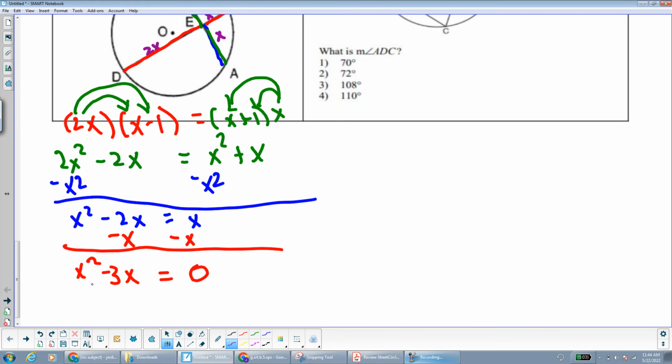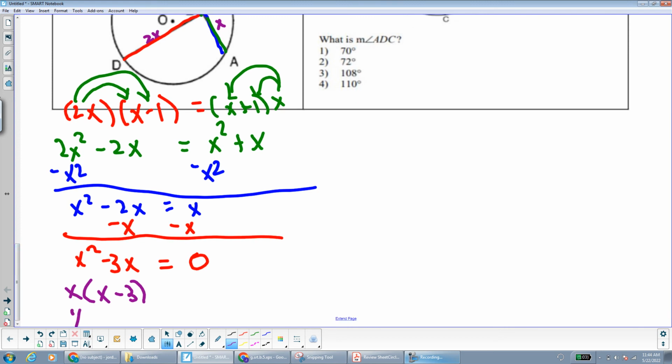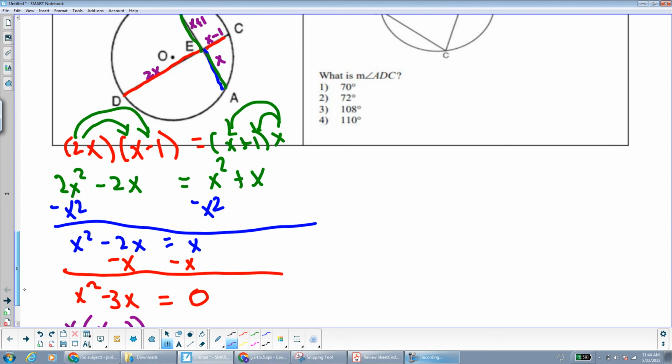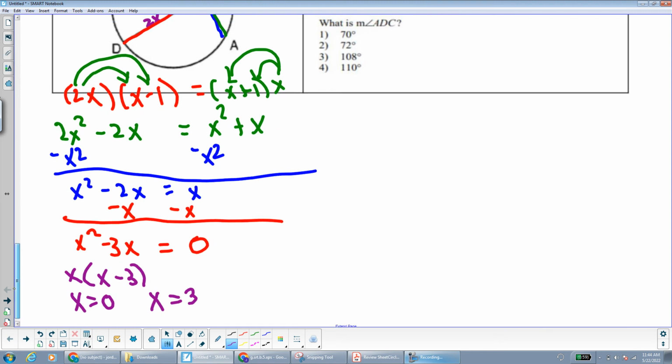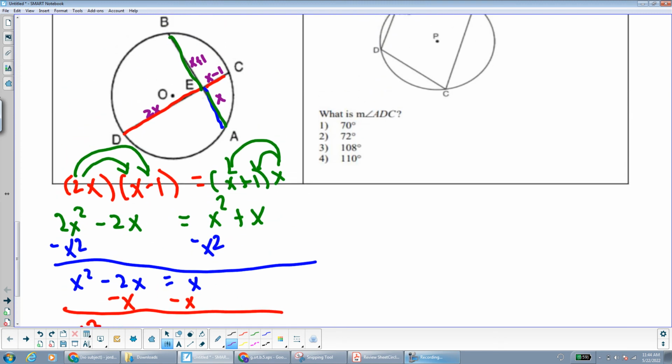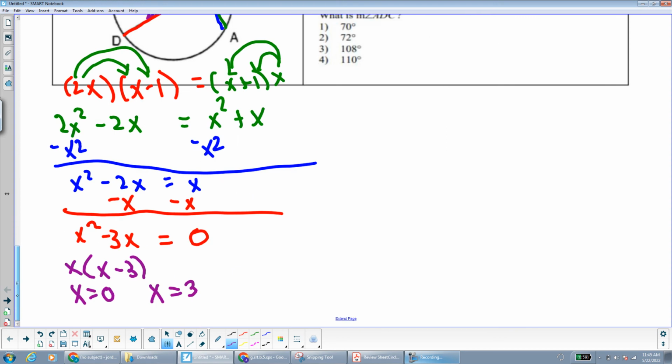I can factor by pulling out the x, and that leaves me with x minus 3. So we have two solutions here. We have x equals 0 and x equals 3. It doesn't make sense for x to be 0 because if AE had a length of 0, we wouldn't be able to see it. There would be no segment there if it has no length.